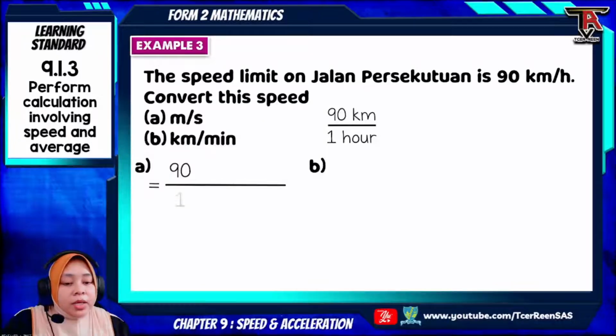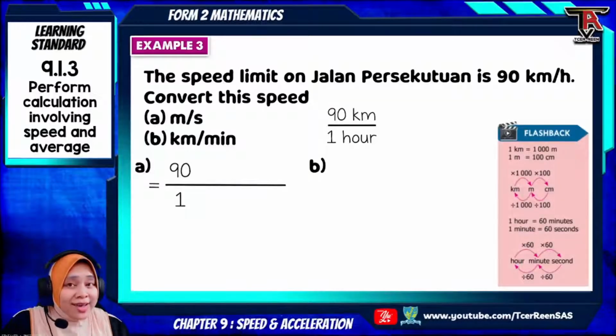We move further. 90 divided by 1. Kilometer, if we want to change to meter, what should we do? We need to remember what we have learned in primary school. Flashback, about the unit conversion. 1 kilometer equals 1000 meter and so on. For this question, kilometer needs to change to meters. So, we look here.